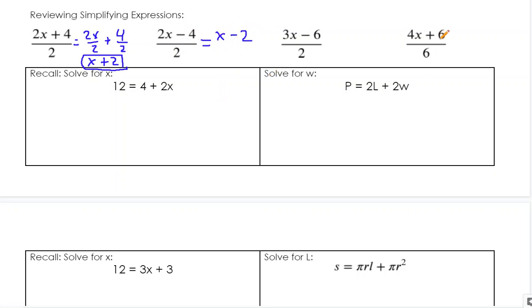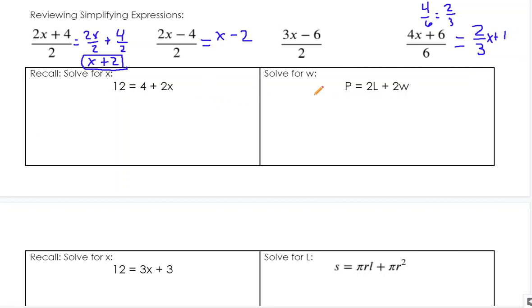Let's try this one over here. 4x divided by 6. Ooh, so 4 divided by 6 would give me a decimal, but I want to leave it as a fraction. So 4 over 6. If I simplify that, I could divide both of these by 2, right? So 4 divided by 2 is 2. 6 divided by 2 is 3. So that'd be 2/3, right? So this is going to equal 2/3 x. And then 6 divided by 6 would give me 1. Oop, I forgot to write my x. 2/3 x plus 1. Okay?